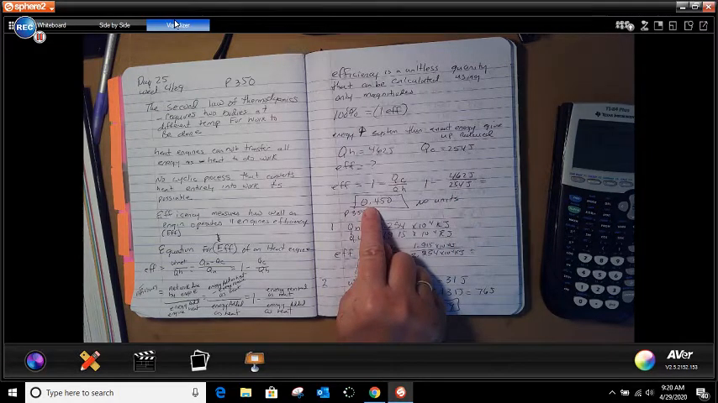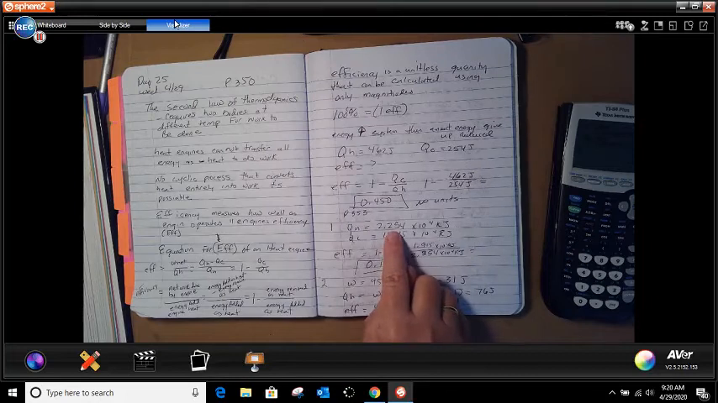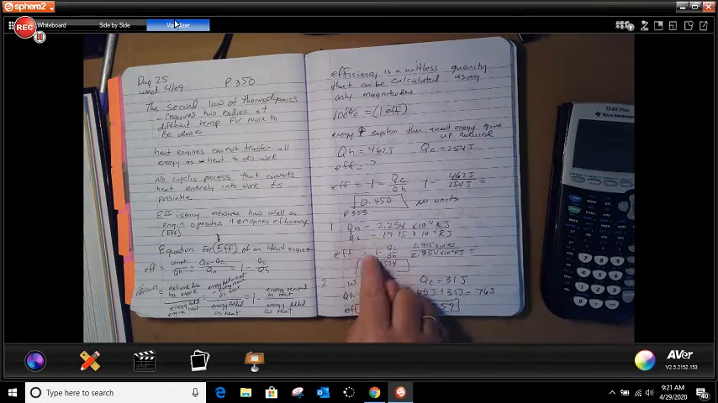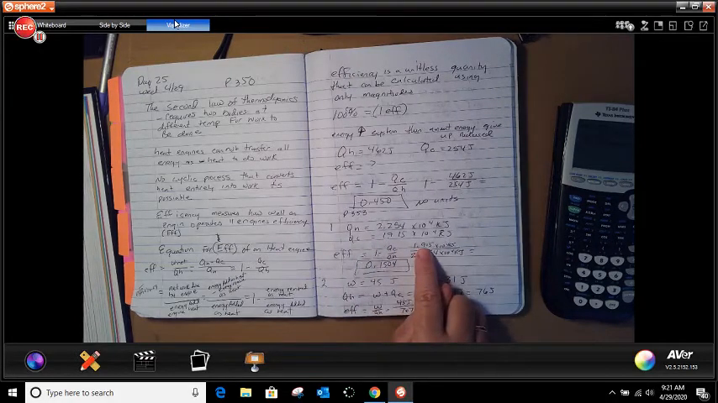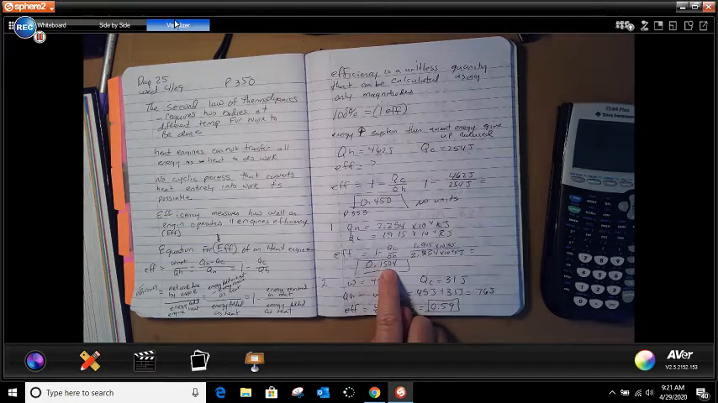0.450, which is 45%. Okay, question number 1 says if a steam engine takes 2.254 times 10 to the 4th kilojoules from the boiler, and it gives up 1.915 times 10 to the 4th kilojoules as exhaust in one system, what is the efficiency? We're going to use the same equation again. We're going to take our 1.915 and divide it by our 2.254 times 10 to the 4th, and we should get 0.154.